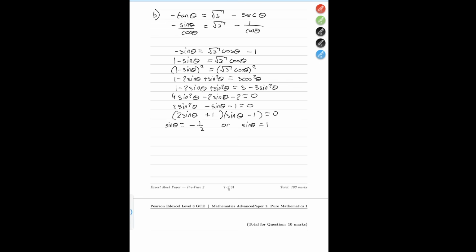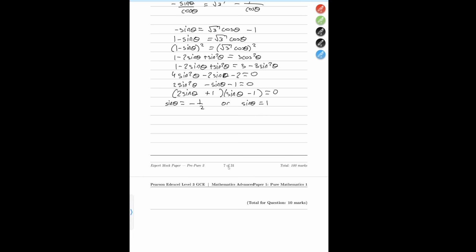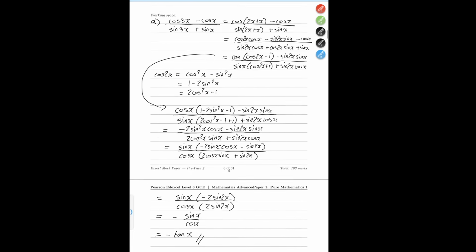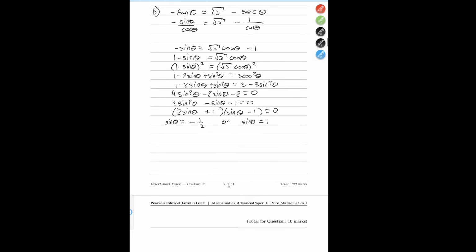Okay. So sine theta is equal to minus a half. Let's think about the solutions here. We've got this between 0 and 2 pi. I'm going to keep this in a box. Let's look at the left side first. So sine theta is minus a half. If we think about it graphically, between 0 and 2 pi, that's going to happen at 2 places.